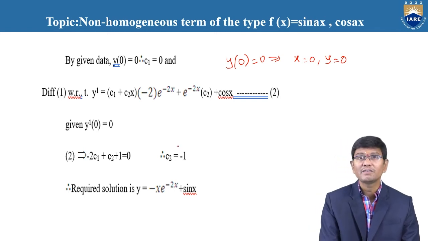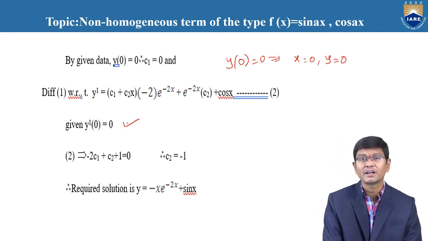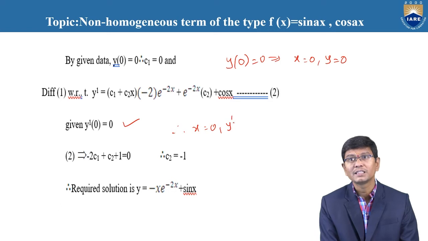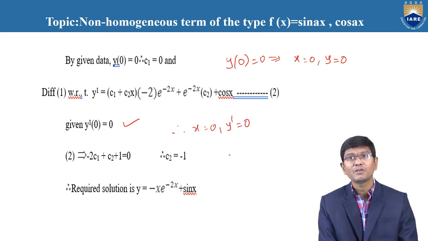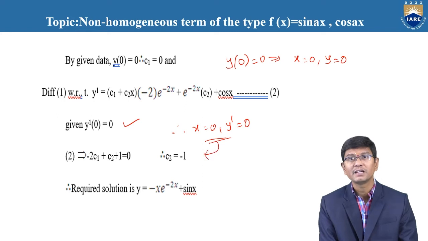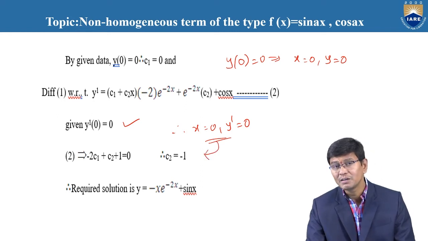Once again, the given differential equation has the initial value y dash of 0 is equal to 0. Therefore, that is x is equal to 0, and here y dash is equal to 0. By using these two values, when we replace them in the second equation, that is minus 2c1 plus c2 plus 1 is equal to 0.